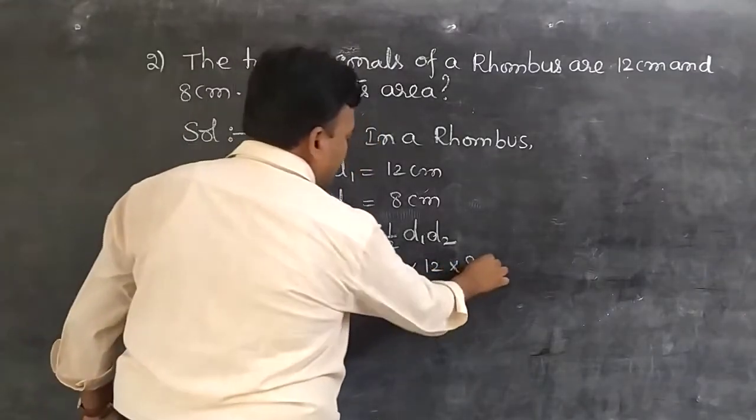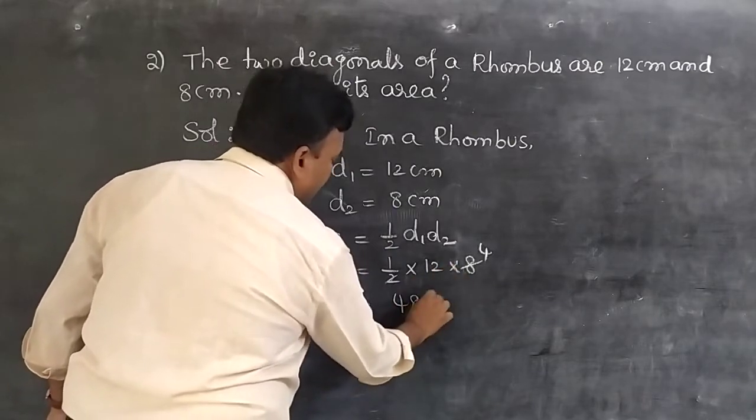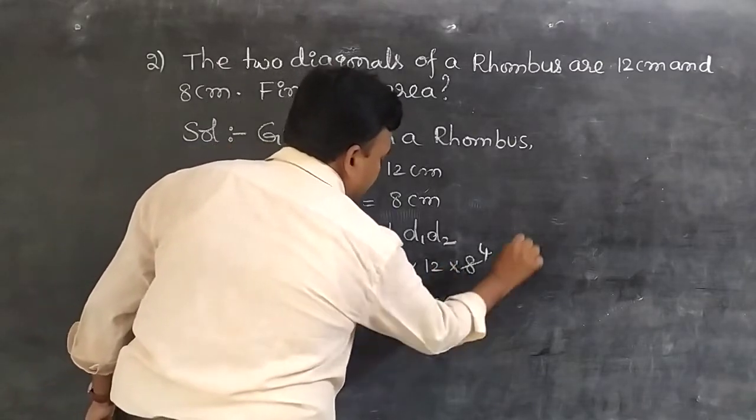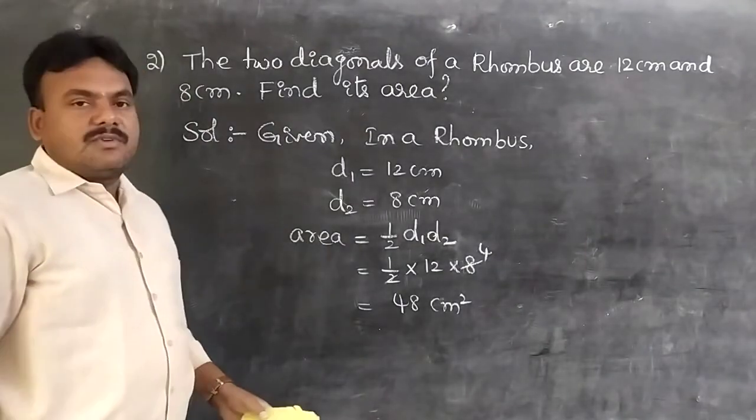Okay, 2 ones are 2, 2 fours are 8. So then that implies 12 fours are 48. 48 square centimeters is the solution. Okay, so all of you must practice carefully, students.